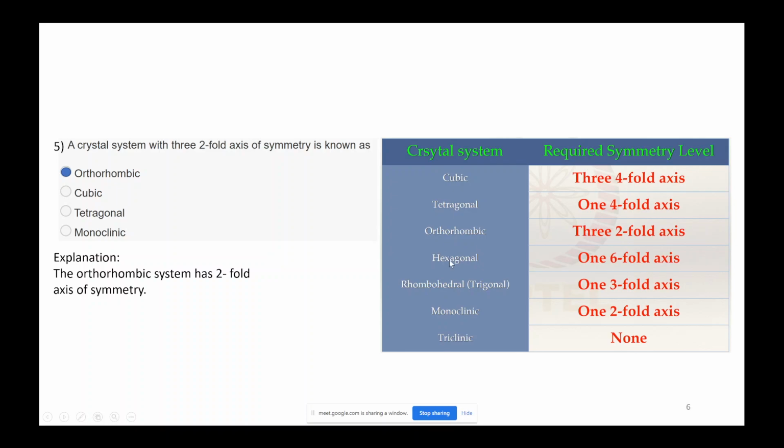In case of hexagonal, as the name says, hexa, it has one six-fold axis. In case of rhombohedral or trigonal, it has one three-fold symmetry. And in case of monoclinic, it has one two-fold axis symmetry.